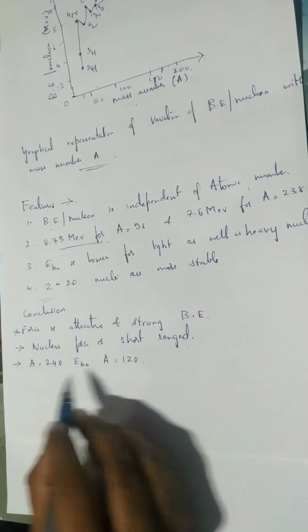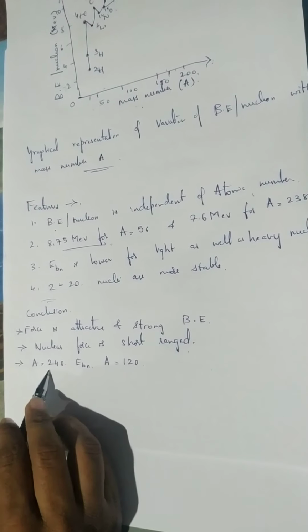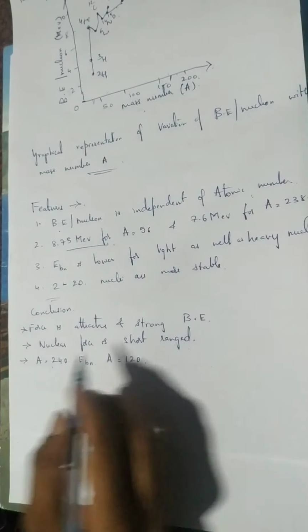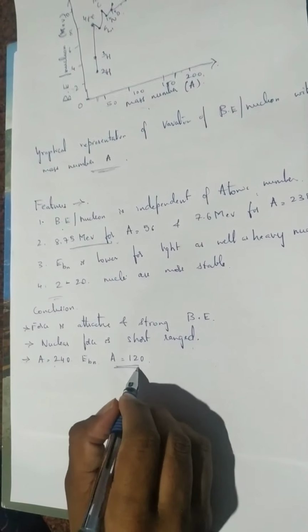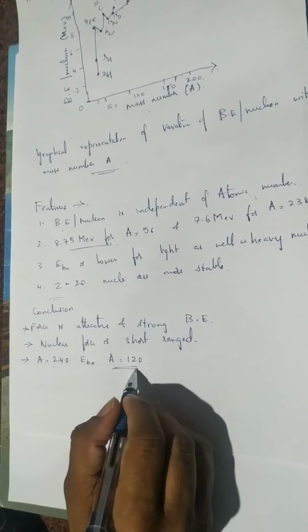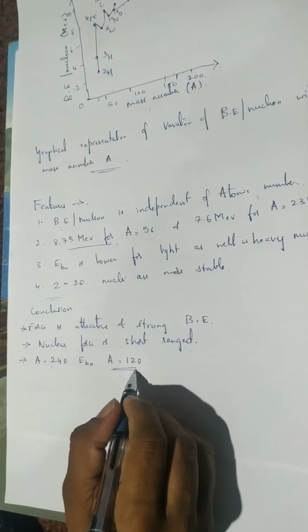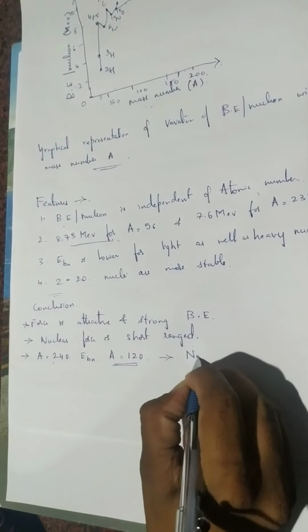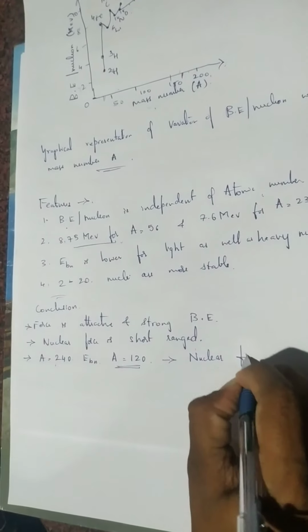So a nucleus of mass number 240 breaks into two nuclei of mass number 120 each. Nucleons get more tightly bound, therefore energy will be released in the process called nuclear fission. This indicates that it undergoes a process known as nuclear fission.